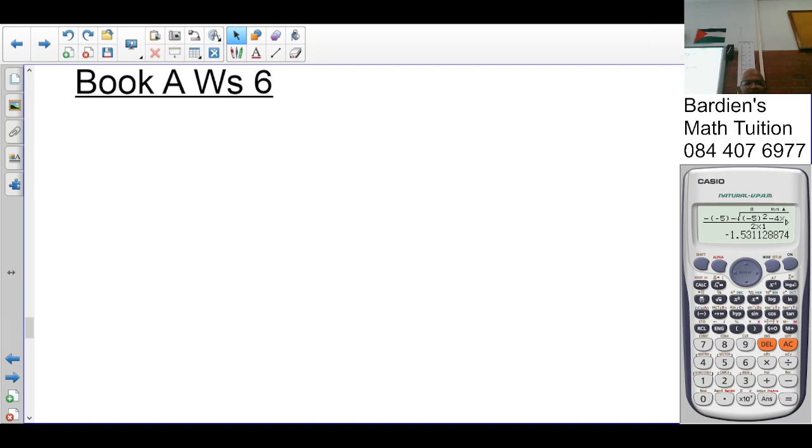So what we're going to look at now is book B, worksheet 1. Let's take this out, so if we need to write, we can write here. Okay, book B, worksheet 1. Here we go.